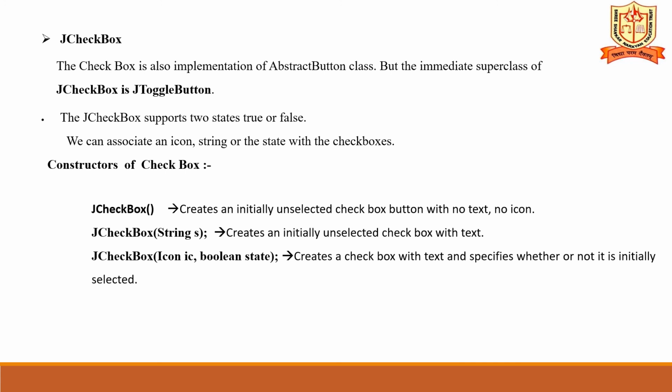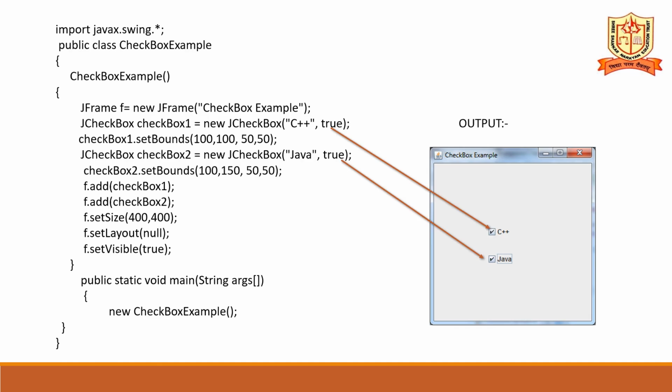JCheckBox, the first constructor, creates the initially unselected checkbox button with no text, no icon. Please remember, initially it is unselected. And the second constructor creates the initially unselected checkbox with a text. And the third constructor creates the checkbox with a text and specifies whether or not it is initially selected. In the following example, we will see the creation of the JCheckBox.